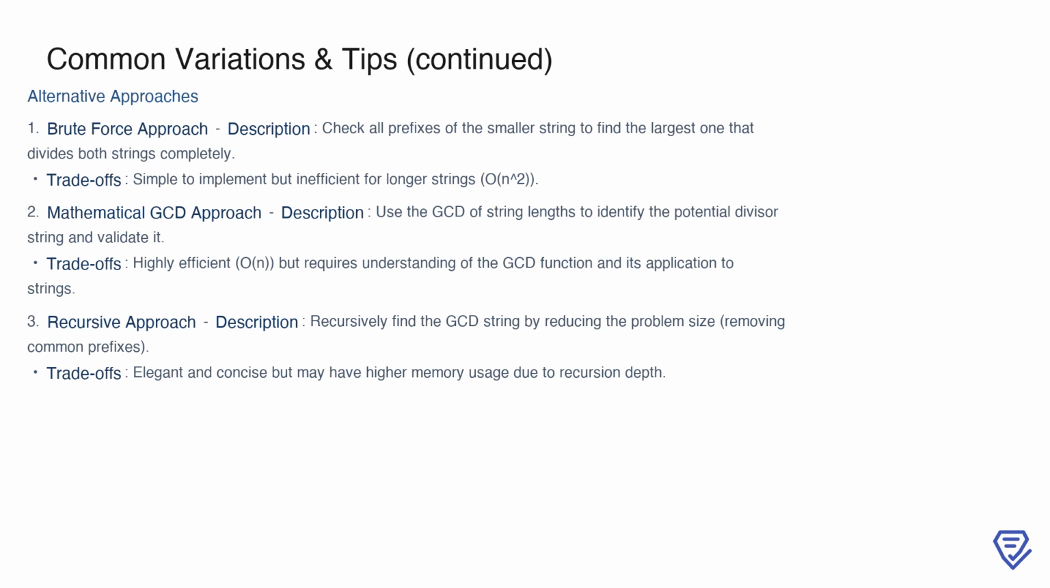An elegant alternative is the recursive approach, which reduces the problem size by removing common prefixes until the GCD string is found. While concise and intuitive, this method may use more memory due to the recursive call stack. Choosing the right approach depends on the specific constraints and your familiarity with these techniques.